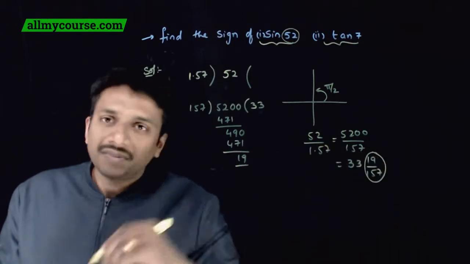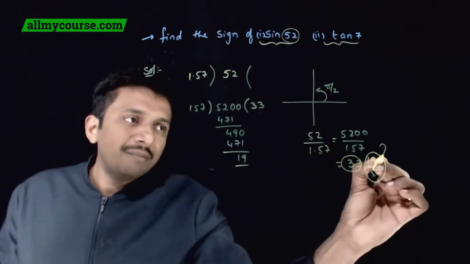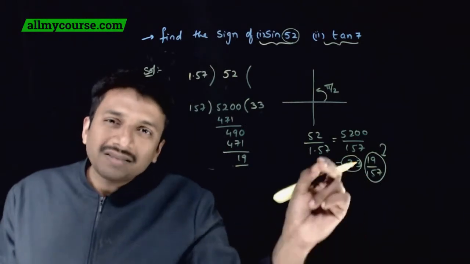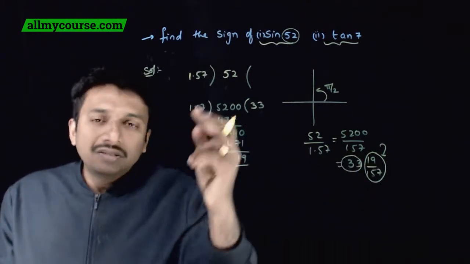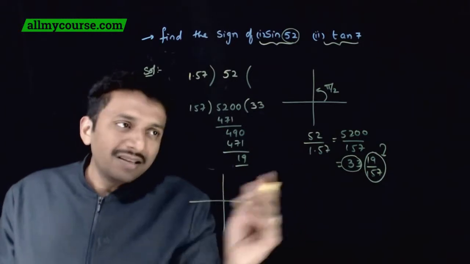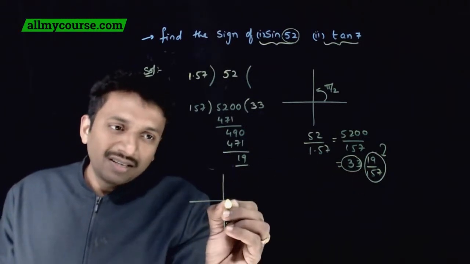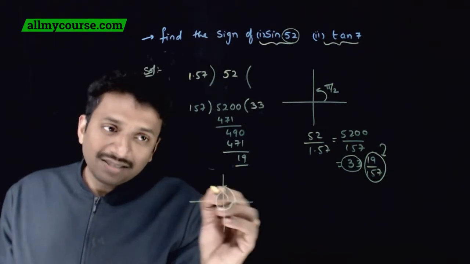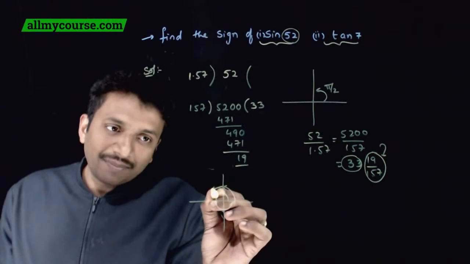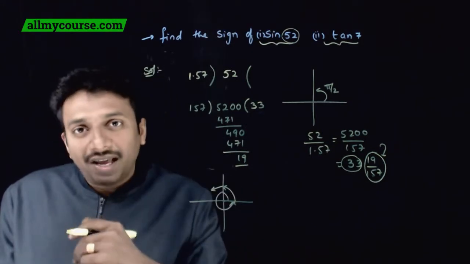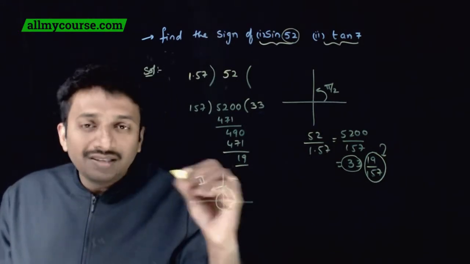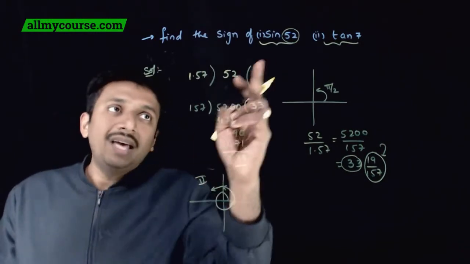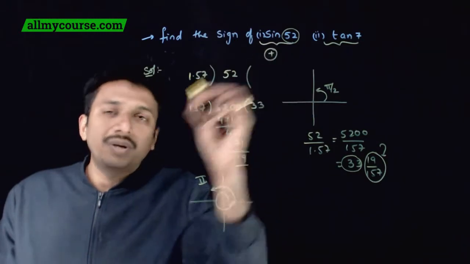This is a fraction. So you have 33 right angles and a fractional right angle. So which quadrant does this lie in? 32 right angles make complete cycles. So you have 33 right angles till here and plus something, an extra fractional right angle. So obviously you go to the second quadrant. That means 52 radians lies in the second quadrant. Hence sin 52 is positive.